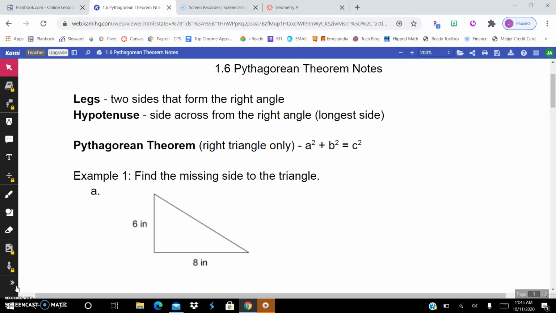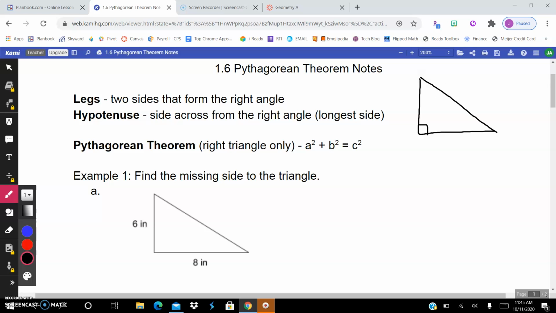For the second part of section 1.6, we are going to review the Pythagorean Theorem. Two parts of a triangle that you need to know are legs and hypotenuse. If we have a right triangle, we have a 90-degree angle in that triangle. The legs are the two sides that form the right angle. So this would be a leg and this would be a leg because they come together to make that 90-degree angle. The hypotenuse is the side across from the right angle, and it's also the longest side of the triangle. So across from the right angle would be here, so this is your hypotenuse.